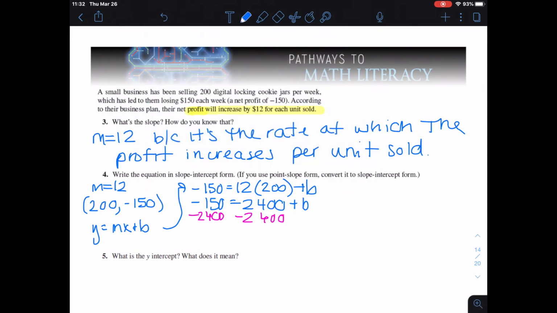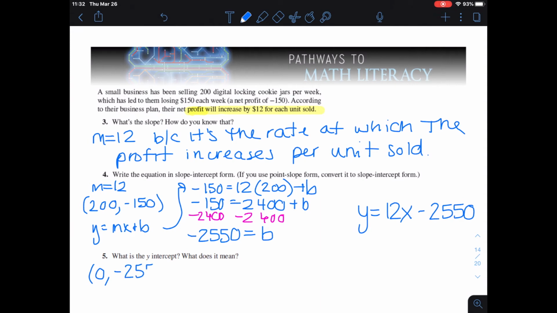And that gives us negative 2550 is equal to b. So the equation of our line is y equals 12x plus b, so it's negative 2550. So our y-intercept is 0, and then the value of b, negative 2550.